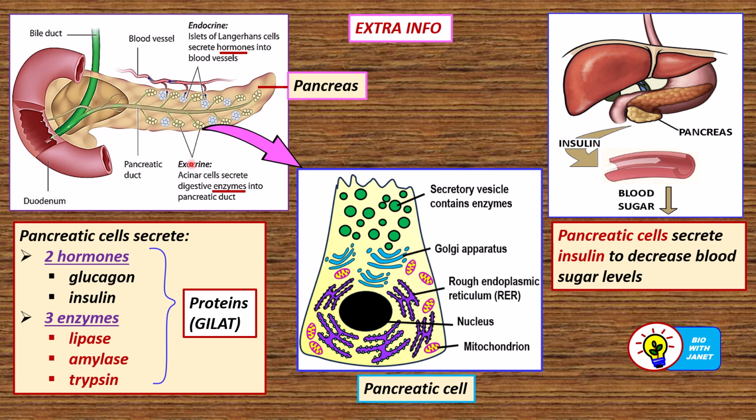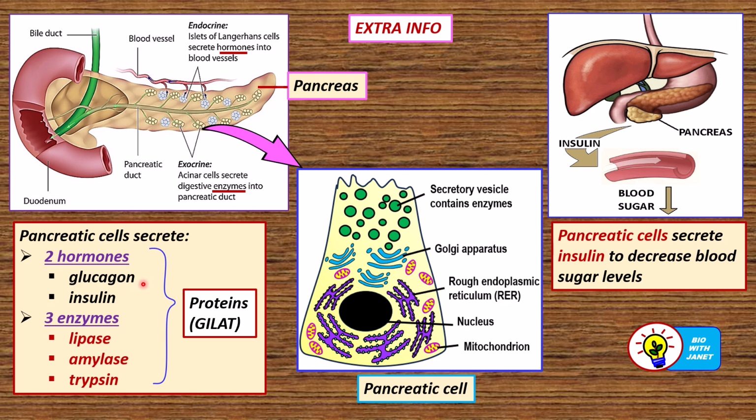And another type of cell called the acinar cells, which you don't have to really know, secrete digestive enzymes to digest food into the pancreatic duct here. Okay, so the pancreatic cells secrete enzymes and hormones, right? 2 hormones and 3 enzymes. So the cells that secrete the enzymes are different from the cells that secrete the hormones, right, in the pancreas. Now, what are the 2 hormones secreted by pancreatic cells?